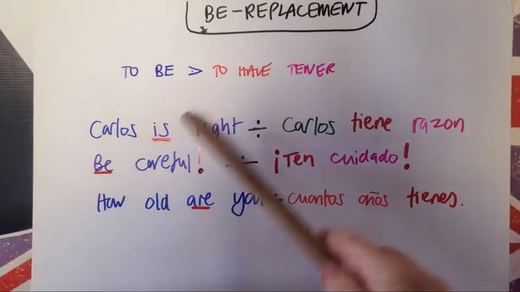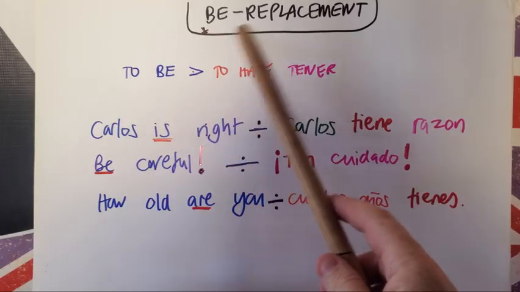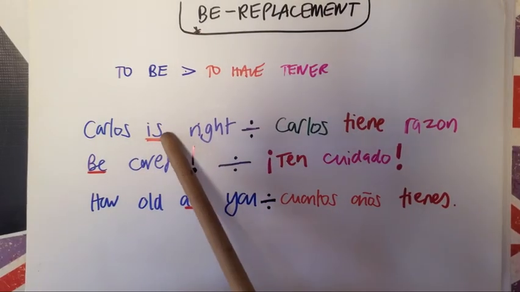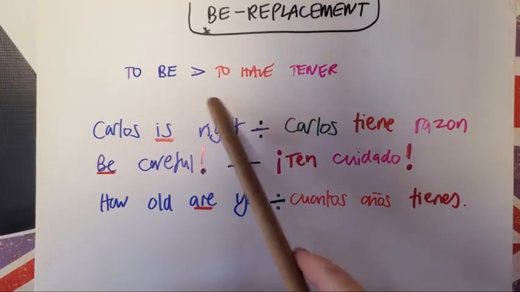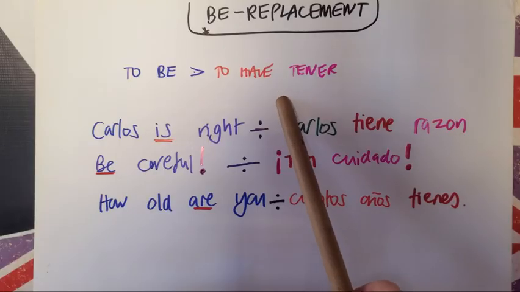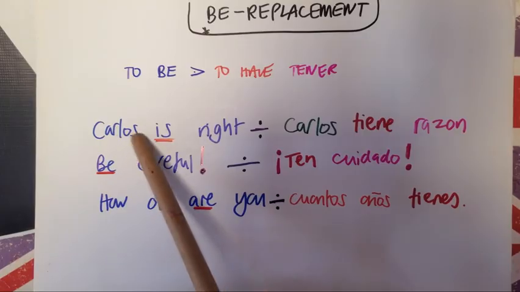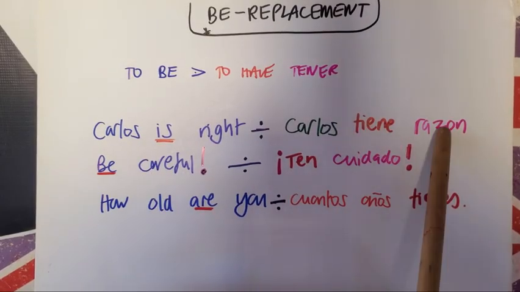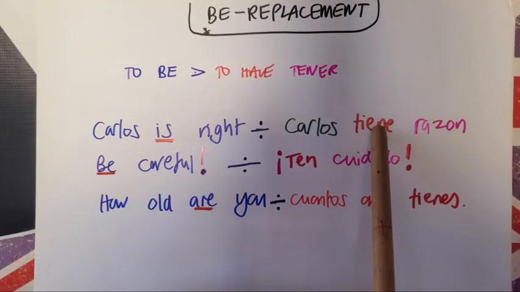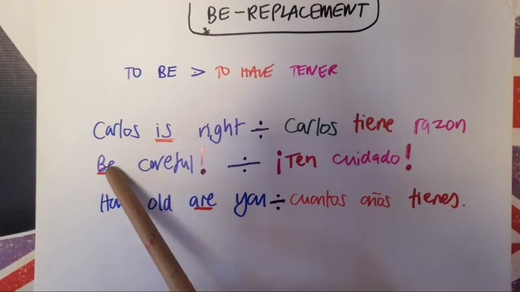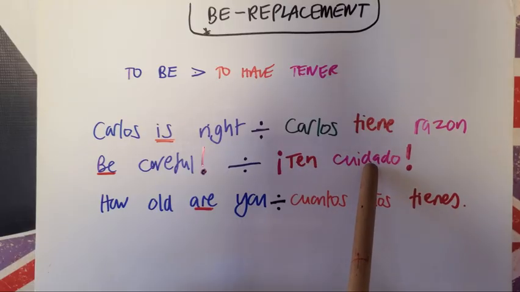So, Carlos is right. Another thing about Spanish is that it's called be replacement. Sometimes in English we use the word to be when they will use to have. It's a total reverse. In Spanish, they will say, Carlos has reason. Carlos tiene razón. They have to use tener. Be careful. They would say, have care.